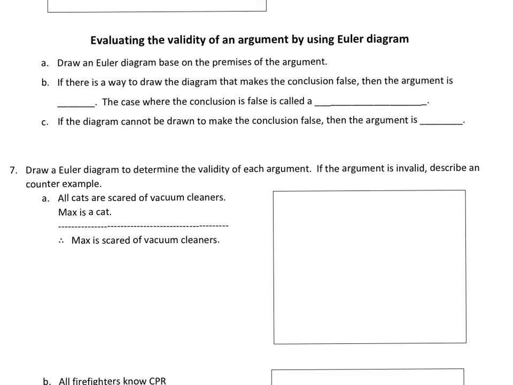All right, so how do we evaluate the validity of our argument? By using an Euler diagram. First, we draw an Euler diagram based on the premises of the argument. And second, we look for whether there is a way to draw a diagram that makes the conclusion false. Then the argument is invalid, because that's the definition of an invalid argument: all the premises are true, but the conclusion is false. So if I come up with something like that, then the argument is invalid. When that happens, we call that a counterexample.